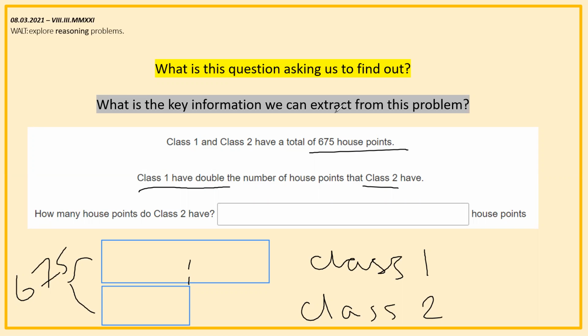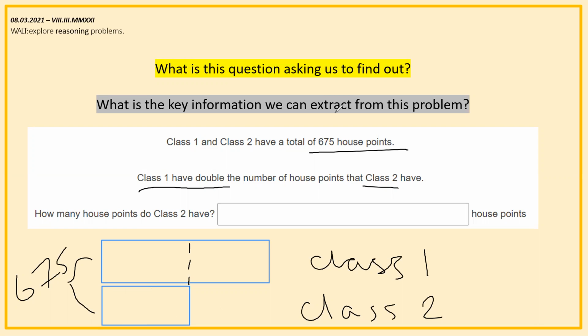I'm going to put some dashes through here. So that's to say that what class 2 have, so this here, class 1 have 2 of them, because double is times 2, isn't it? So whatever class 2 has, class 1 has 2 times that, double that.